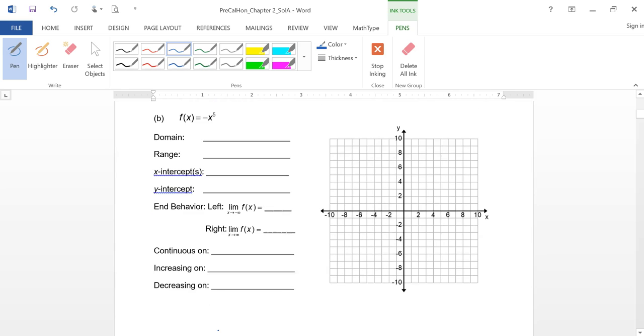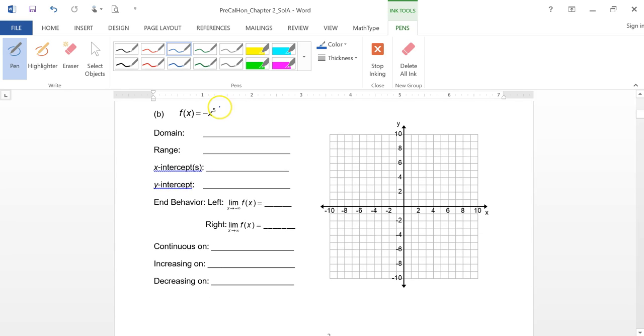Now, here I have negative x to the 5th. X to the 5th is an odd power, so it's an odd function. That means one end will be up, one end will be down. Because it's negative, the left end is going to be up. So, at 0, y is 0. At negative 1, y is 1. At positive 1, y is negative 1.